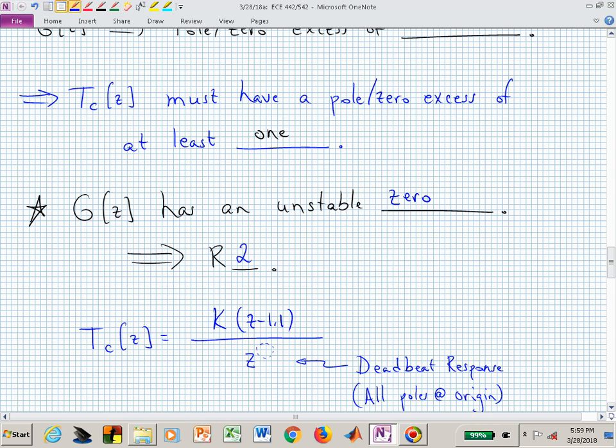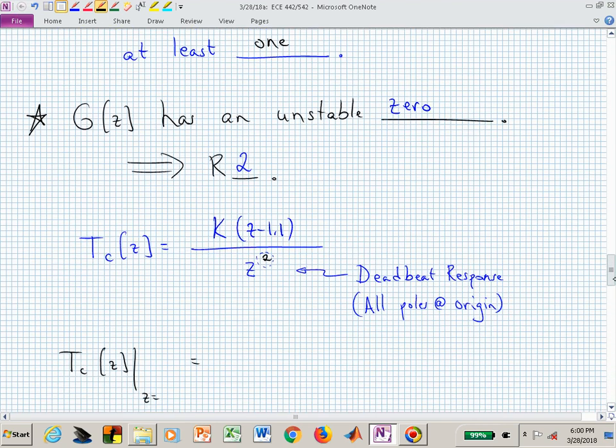We're going to need probably a gain, so this is K times Z minus 1.1, and we want a deadbeat response. What else do we need? We need T sub C of Z to have a pole zero excess of at least 1. What do we know that power on Z in the denominator needs to be at least, what integer value? It has to be 2 or bigger. That's a 2 if you can see it. So that's Z squared in the denominator, and this is what I would recommend that you try to achieve.